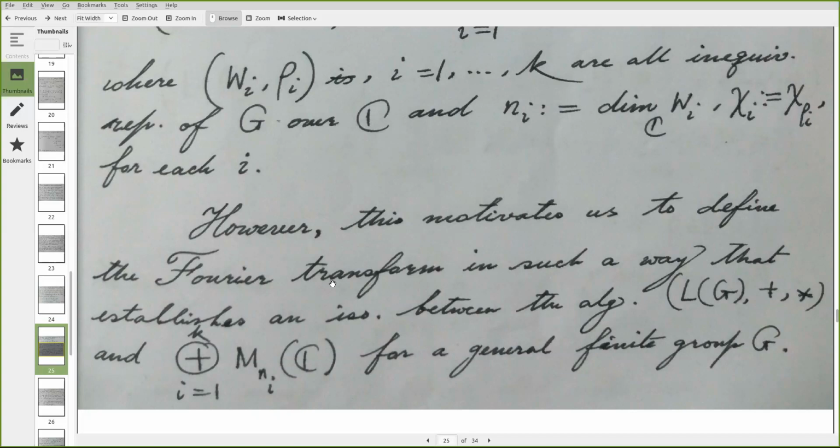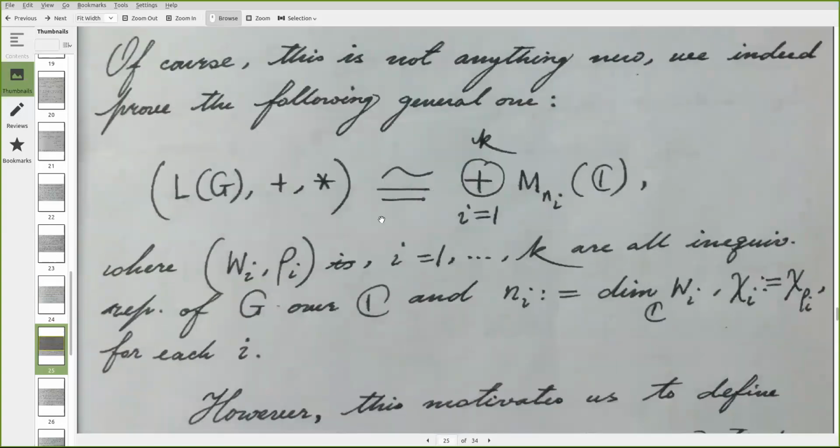We explored the Fourier transform for the finite abelian case a bit, and that shows that the Fourier transform in fact gives an isomorphism between LG and the direct sum of k copies of C. Of course, we knew that they are isomorphic, but here the specialty is the very particular isomorphism which is given by the Fourier transform. And on the other hand, we know there is an isomorphism between them.